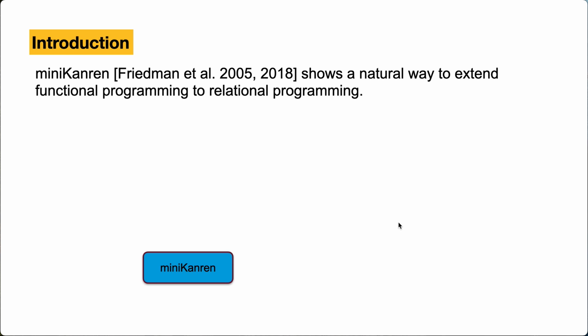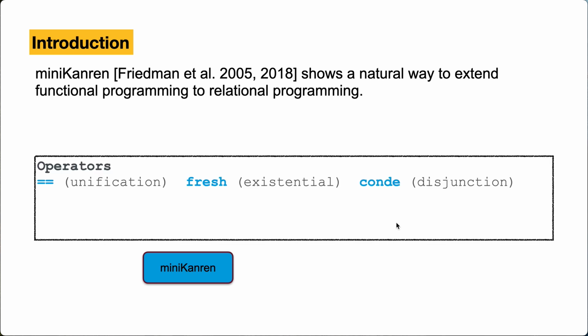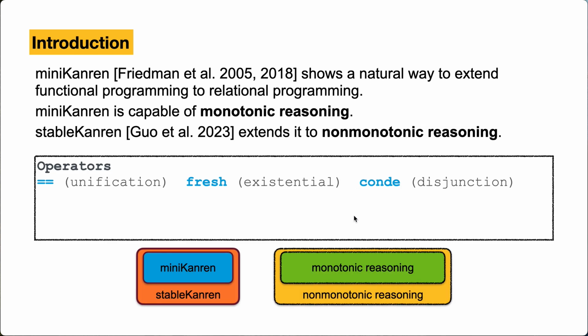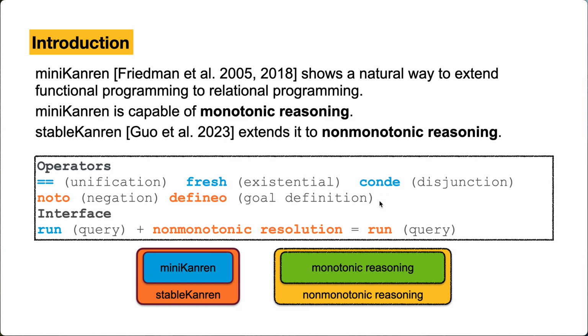miniKanren shows a natural way to extend functional programming to relational programming by providing 3 basic operators: equal for unification, fresh for existential, conde for disjunctions. The reasoning capability behind miniKanren is monotonic reasoning. stableKanren extends miniKanren to non-monotonic reasoning by providing 2 more operators: noto for negation, defino for goal definitions. And they all come with one unique run interface to run the query from the user input.